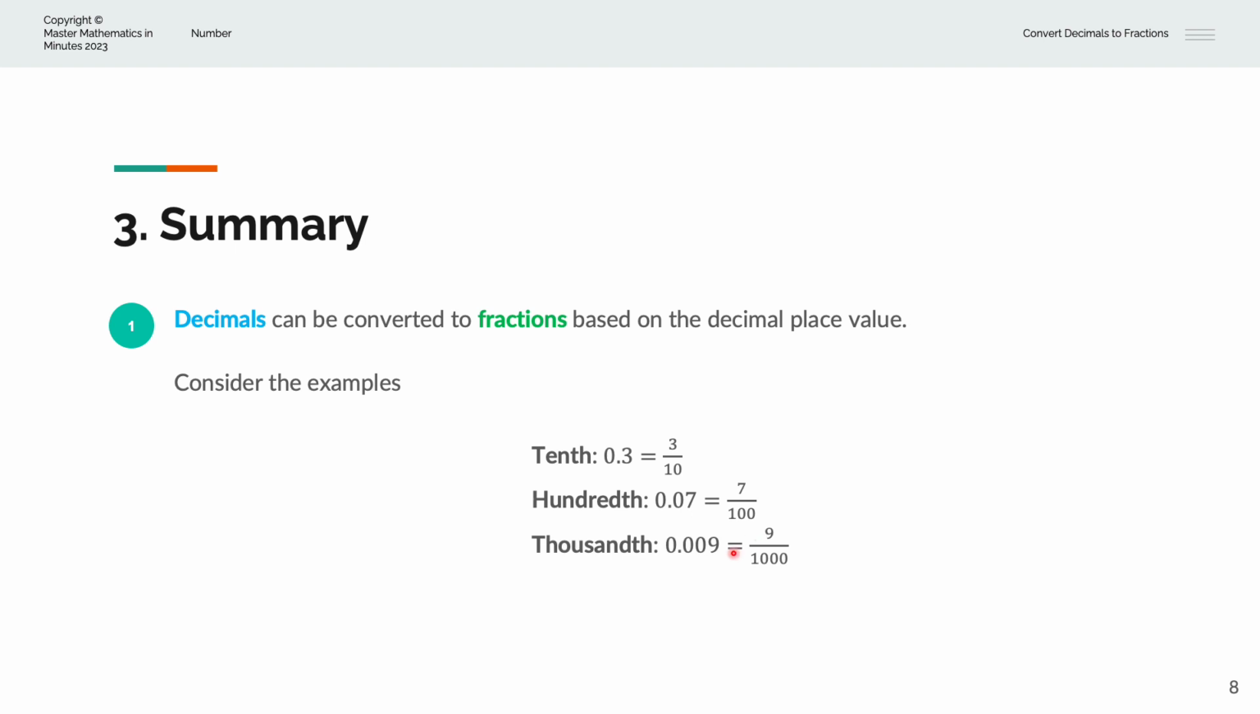And finally, we have 0.009, the digit 9 has a thousandth decimal place value, and so that can be rewritten as 9 over 1000 in fractional form. So we have decimals on the left and fractions on the right, and that's how we convert them.